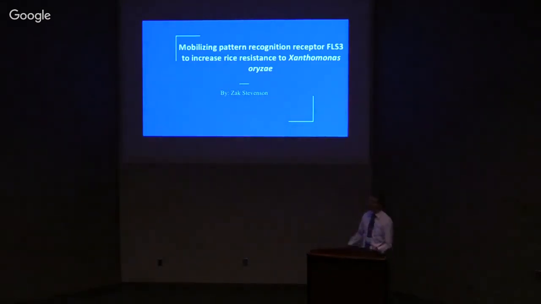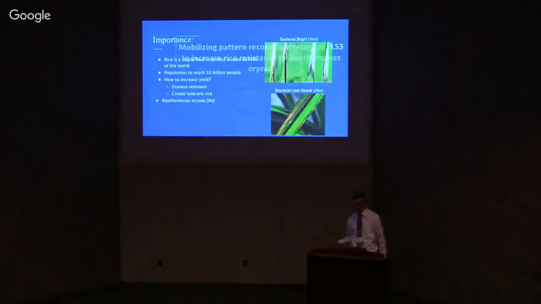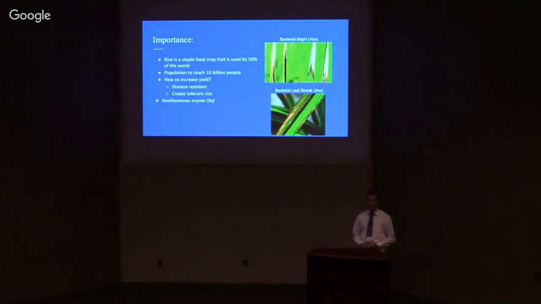Thank you, Dr. Jander. Yes, my name is Zak Stevenson, and I'll talk to you about mobilizing pattern recognition receptor FLS3 to increase rice resistance to Xanthomonas oryzae. To give you a little background on the importance of this research, rice is a staple food crop for 50% of the world. And it is predicted that the global population will soon reach 10 billion by 2050. At current food production rates, this will not be able to sustain the growing population. So this allows researchers to investigate new ways in order to increase the crop yield.